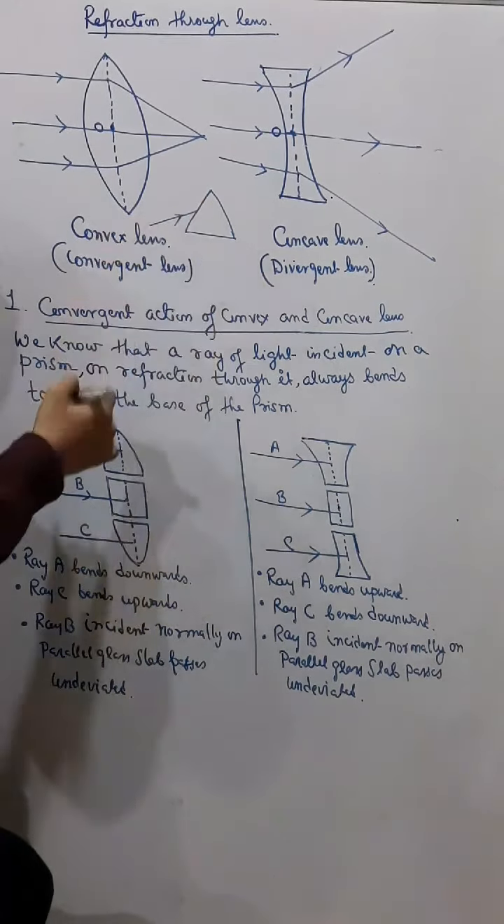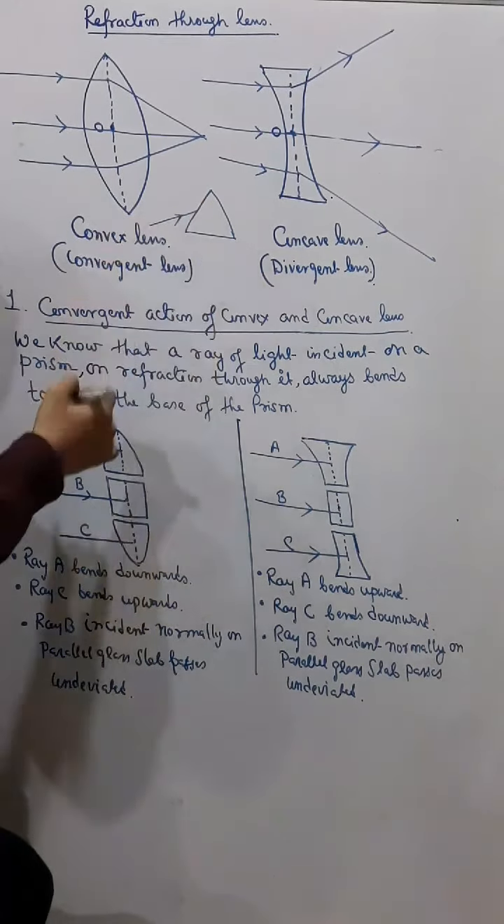Next is the principal axis. The principal axis is the imaginary line passing through the two centers of curvature. So this is the principal axis. So it is the imaginary line passing through the two centers of curvature. So that is the principal axis.